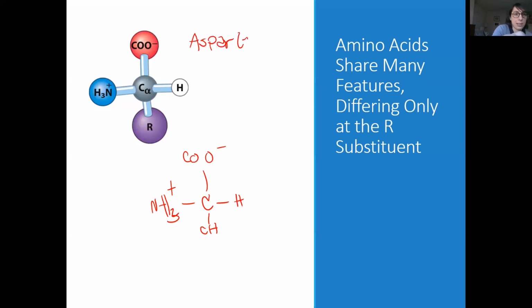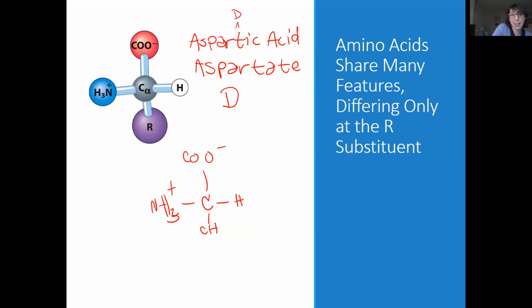Aspartic acid. Another way to write this is aspartate. This one-letter code is actually a D. And I remember this by saying aspartic acid. So say this T kind of like a D to remember that the one-letter code is D.